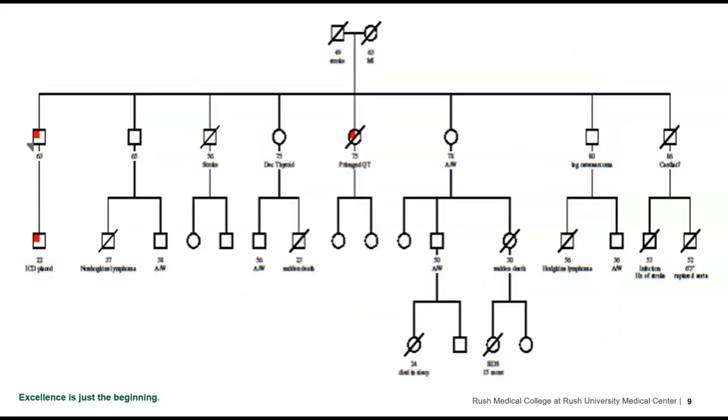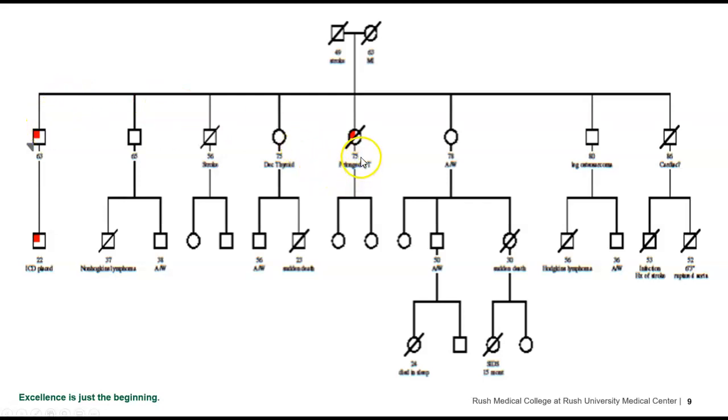This is actually a very large family that I saw a number of years ago. The person that presented to clinic was a 63-year-old that was recently identified with a rhythm abnormality known as long QT, and we did genetic testing and identified a gene mutation. But when you look at this family history, his sister died at 75, and she had a history of long QT, and that's why we were concerned when he had an arrhythmia too.